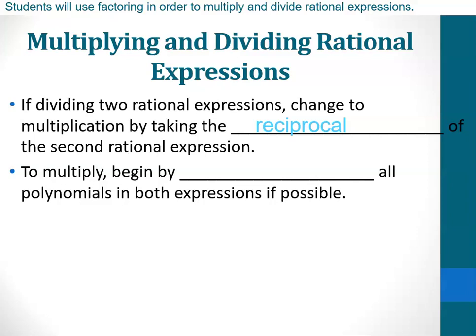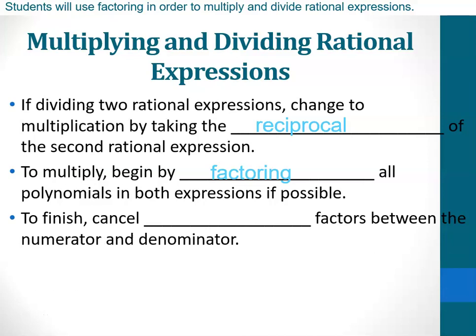To multiply, you're going to begin by factoring all the polynomials in both expressions. You're going to factor as much as you can, until you just can't factor anymore, as much as humanly possible. And then to finish, you're going to cancel any of the common factors between the numerator and the denominator. So you're going to simplify by canceling any of the common factors. And you can cancel vertically and diagonally, but not horizontally.